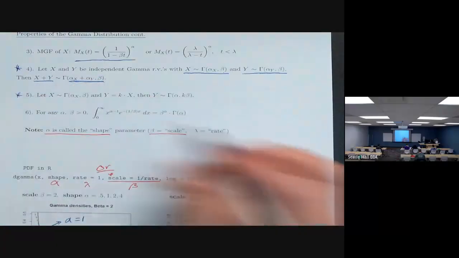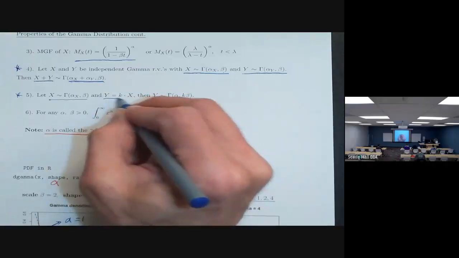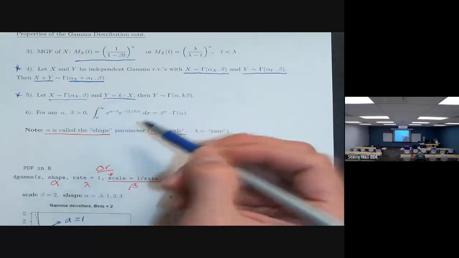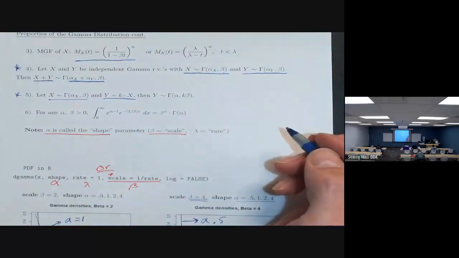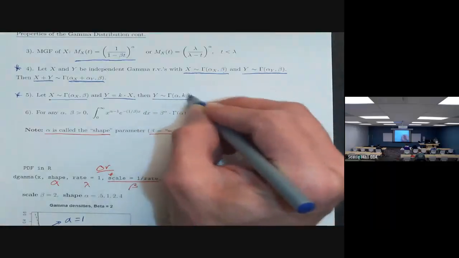Okay, another kind of transformation. If I have X, which is a gamma distribution, and then I take some transformation like k times X, just like in a normal, where if you take k times a variable the k gets multiplied with the variance, here it gets multiplied with the beta.